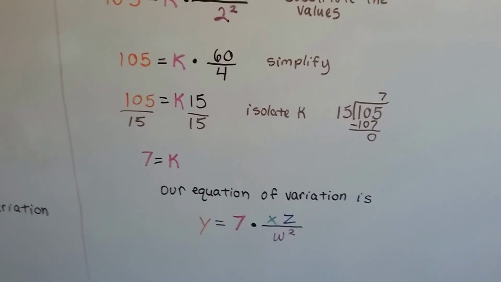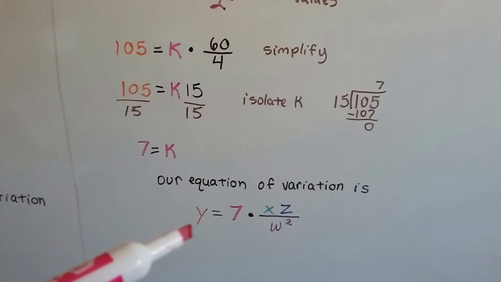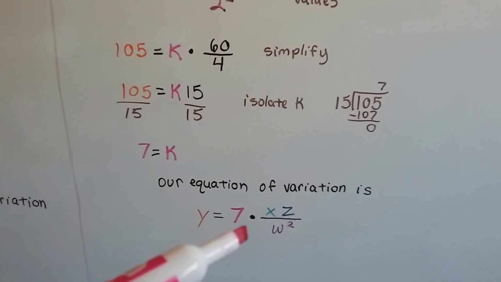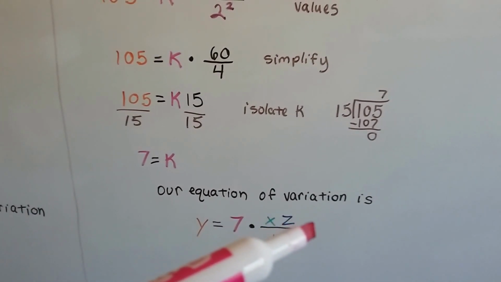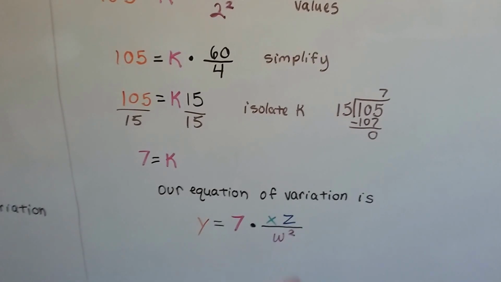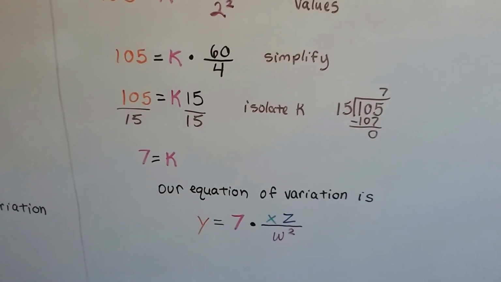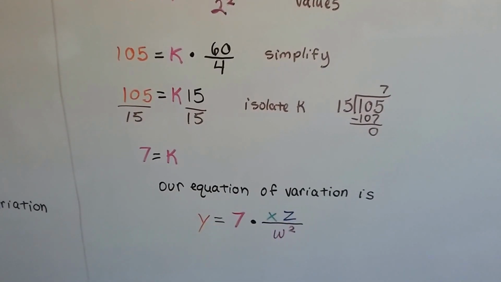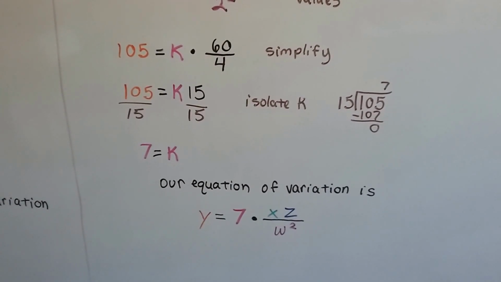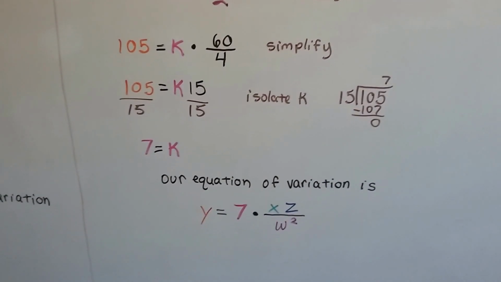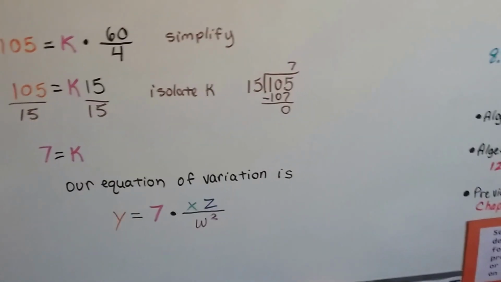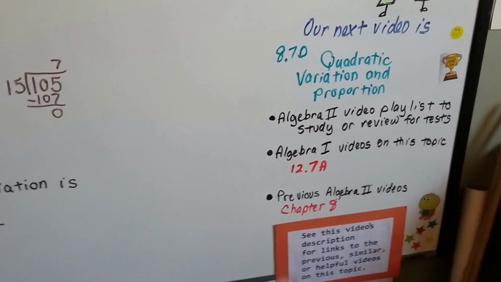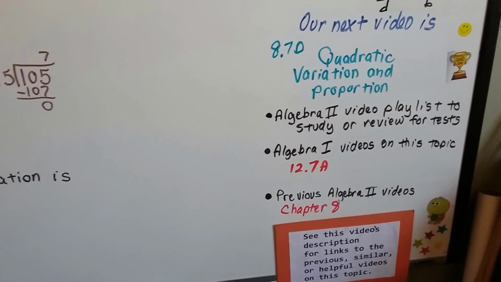So now we have our equation of variation. We have y equals 7 times x and z, and inversely as w squared. See? They vary jointly as x and z and inversely as the square of w. All right? We talked about this back in Algebra 1, and I'm going to have a link to that video in this description so you can just click on it.